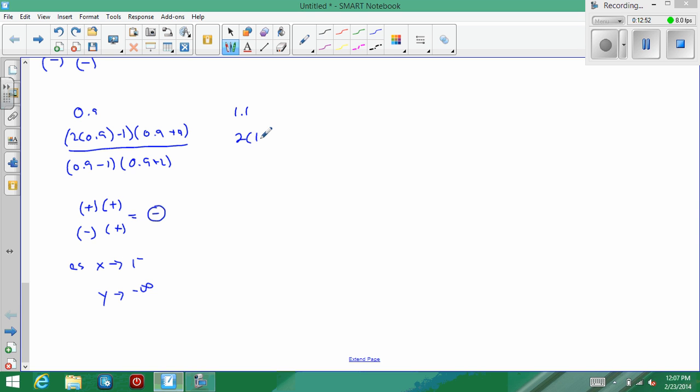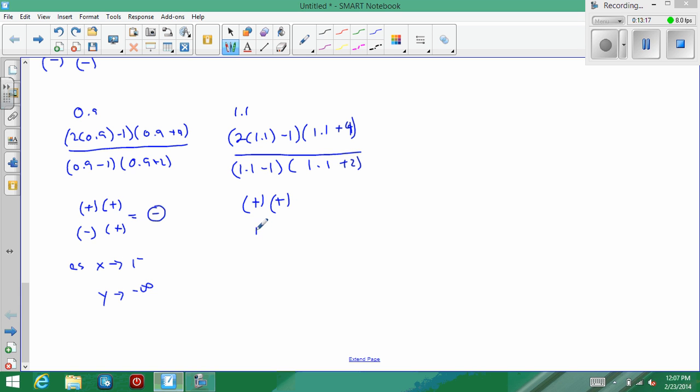And finally, 1.1. So 2 times 1.1 minus 1 times 1.1 plus 4, over 1.1 minus 1 times 1.1 plus 2. So for the first factor, we're going to get a positive. 1.1 plus 4 is positive.